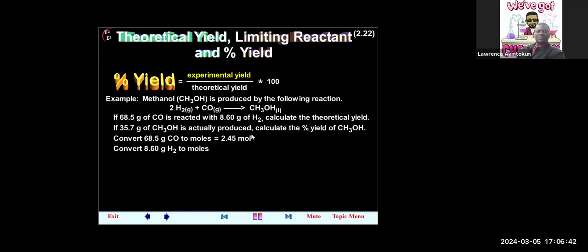Convert 8.60 grams H2 to moles. Molar mass of H2 is equal to 2.0 grams per mole. Moles of H2 equal 8.60 grams divided by 2.0 grams per mole, which is equal to 4.30 moles.